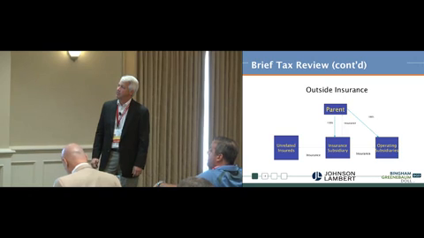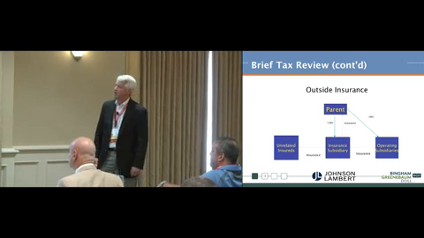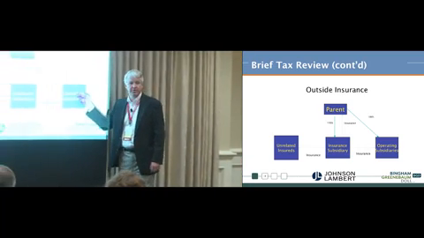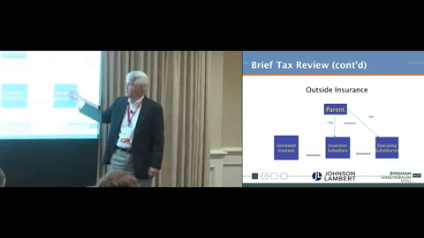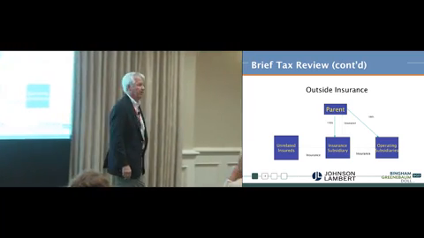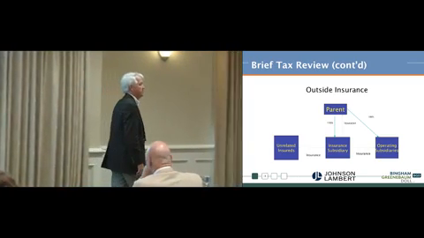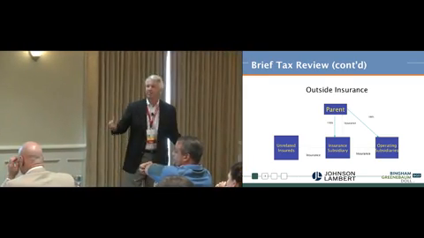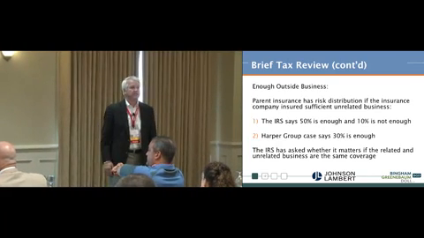Here's an example of our outside insurance. You got the parent owns the insurance company, puts the operating subsidiaries in there, and then also has unrelated. How much unrelated do we need? Guess? You might want to guess how much you got to have?